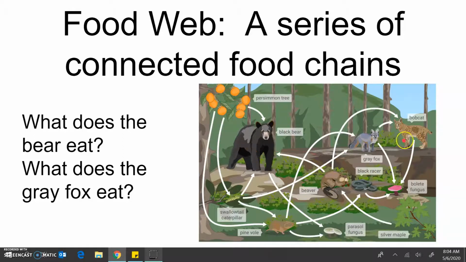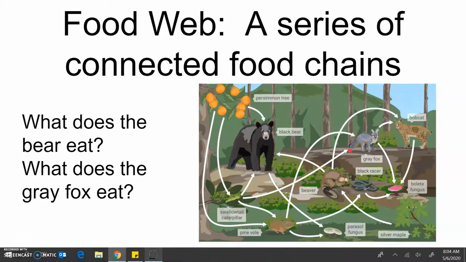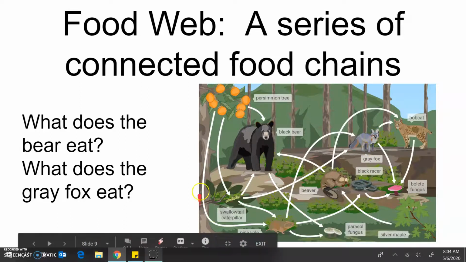Meanwhile, over here we have the gray fox. Some things that he likes to eat are the swallowtail caterpillars. I think that's the only thing we have listed for him. So let's think about this super important caterpillar. We know the black bear feeds on it. We know the gray fox feeds on it.